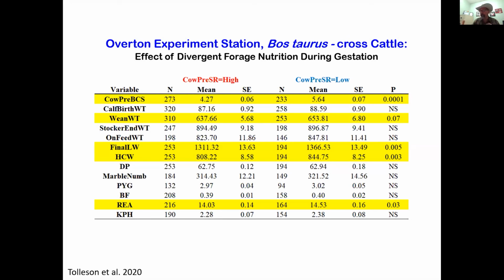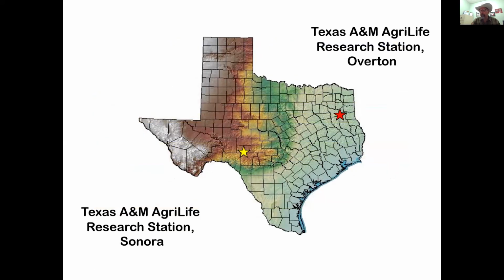So no matter where that environment is, if those animals are nutritionally compromised during that gestation period, there are going to be long-lasting effects. It's not just about right now. So let me show you an experiment that we did this past summer with some purebred Brahman heifers, growing heifers. Started from that East Texas location by the red star. That was our Overton experiment station. The yellow star is the Sonora station where I am.